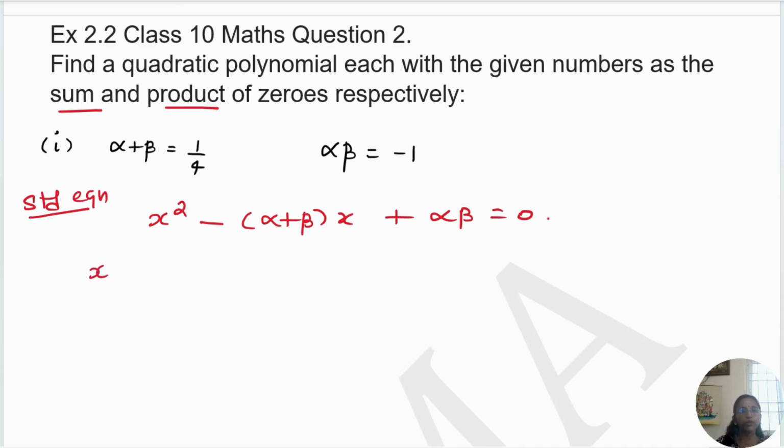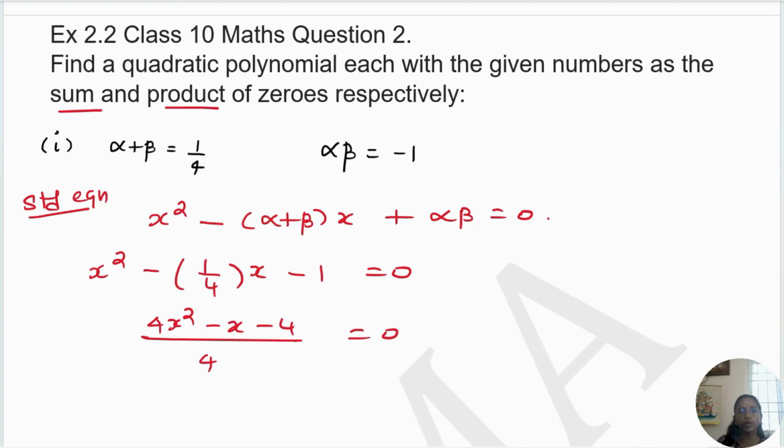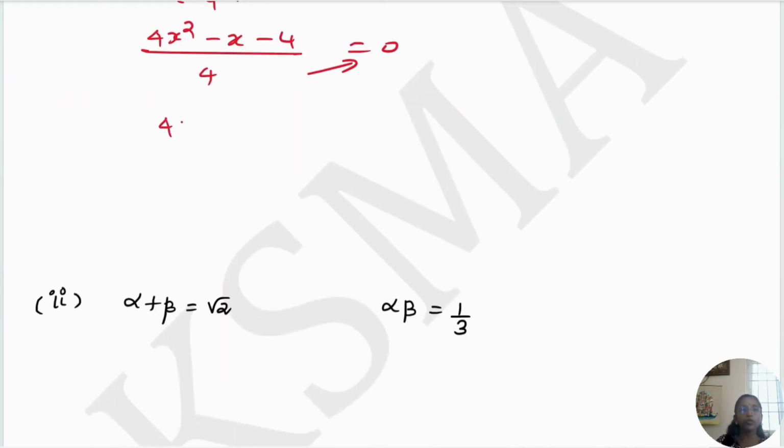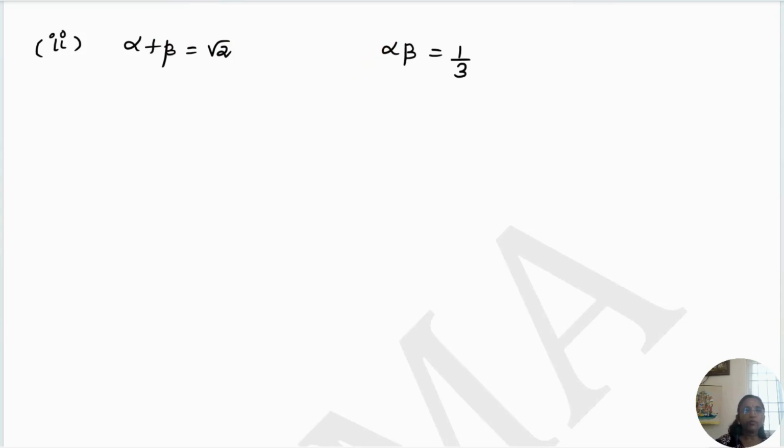Now substitute your values. So x² − (1/4)x − 1 is equal to 0. So take LCM. So 4x² − x − 4 is equal to 0. Do cross multiplication. So 4x² − x − 4 is equal to 0. This is our required quadratic equation.